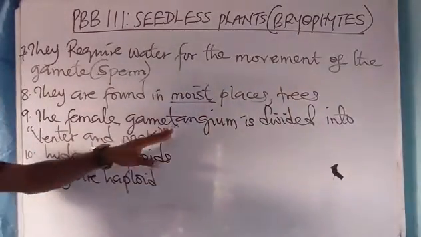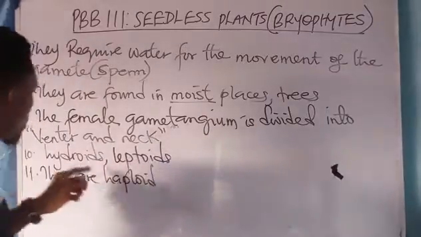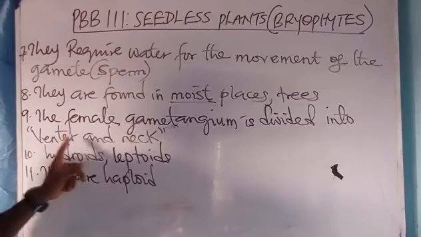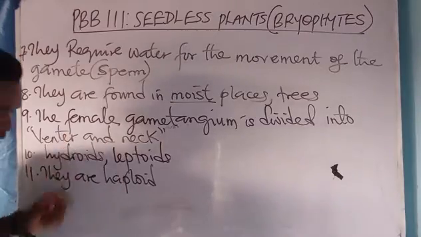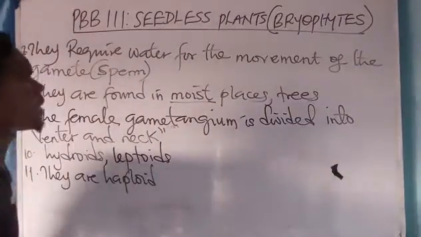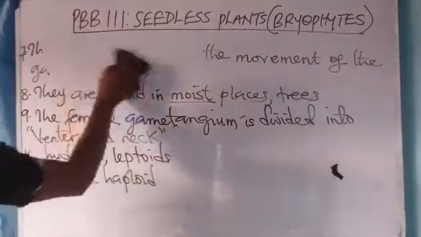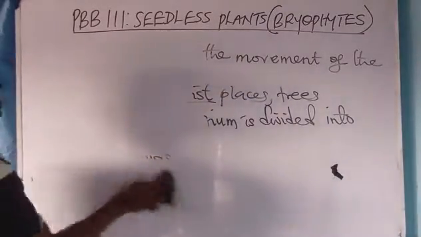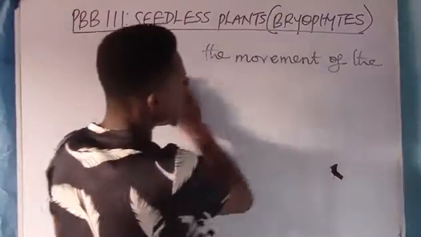The female gametangium is divided into venter and neck. They are divided into venter and what? Neck. Please take note of that. Now, the bryophytes are categorized into 3 divisions.